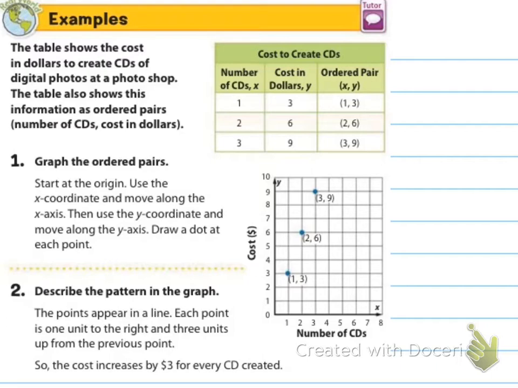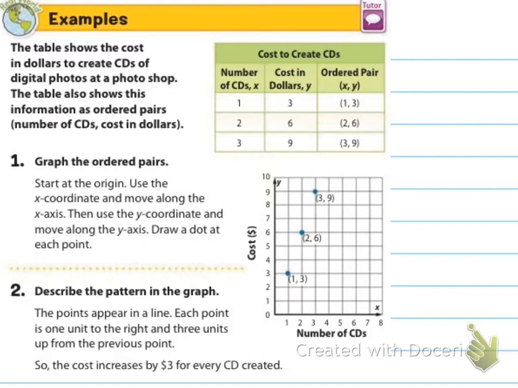It says the table shows the cost in dollars to create CDs of digital photos at a photo shop. The table also shows this information as ordered pairs, the number of CDs, comma, the cost in dollars. So if they're saying that the number of CDs is first, then that makes it our X value, and our cost in dollars is second, so that becomes our Y value. And so we have the number of CDs, comma, the cost in dollars. So for one CD, it's saying that it's going to be $3, so it's going to be 1, 3.